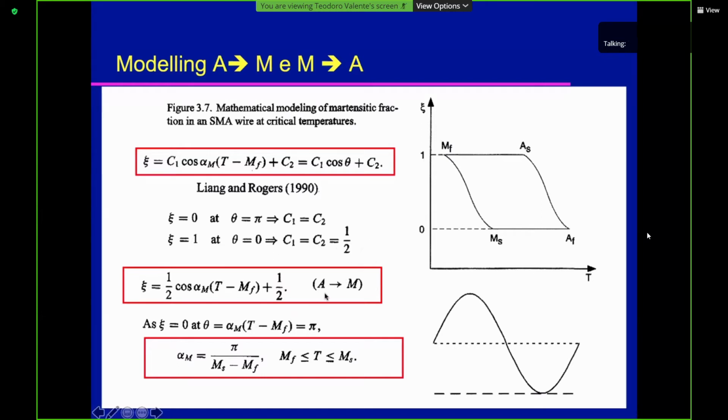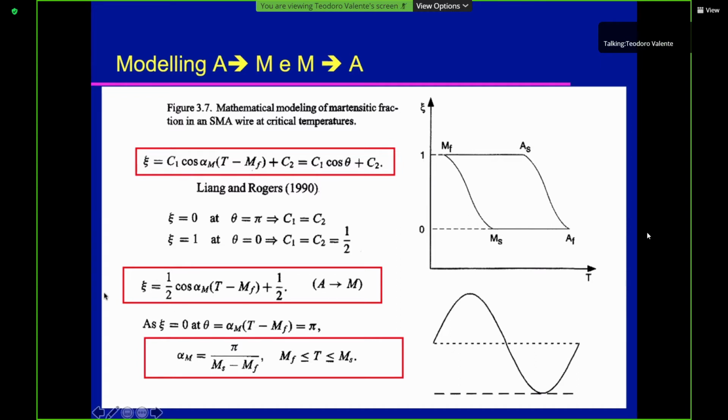And so if we are going to write the austenite to martensite transformation, you see here in the second red box, we can write that Xi, and this is just and only at the moment led by temperature variation, is equal to 1/2 that multiplies the cosine of alpha m multiplied by the difference T minus MF, plus 1/2.